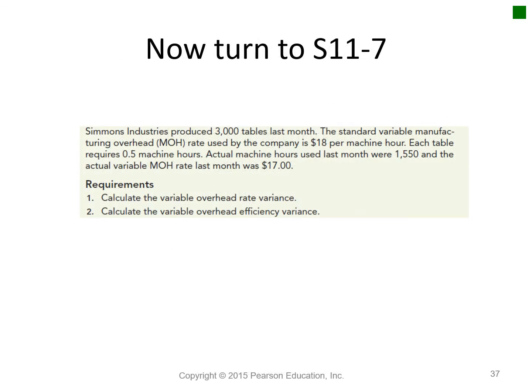So let's look at exercise S711 to do both of these variances. We have Simmons Industries, which produced 3,000 tables. So here's your production. They give you the standard variable overhead rate to be $18. In this case, it's per machine hour, not labor hours. It says each table requires 0.5 machine hours. Actual hours used were 1,550, and the actual variable overhead rate last month was $17.